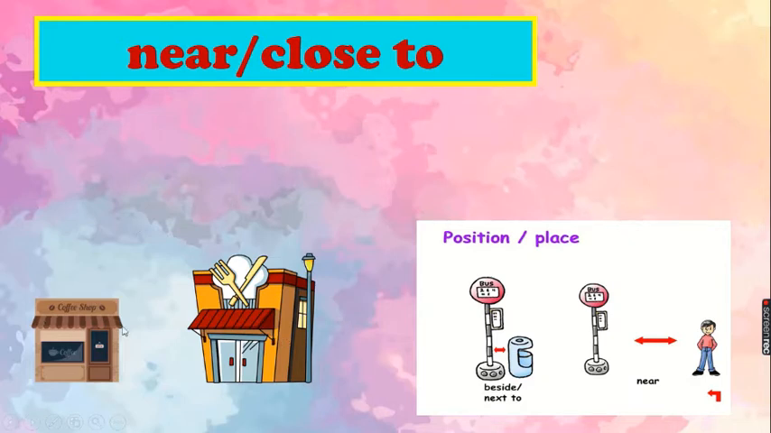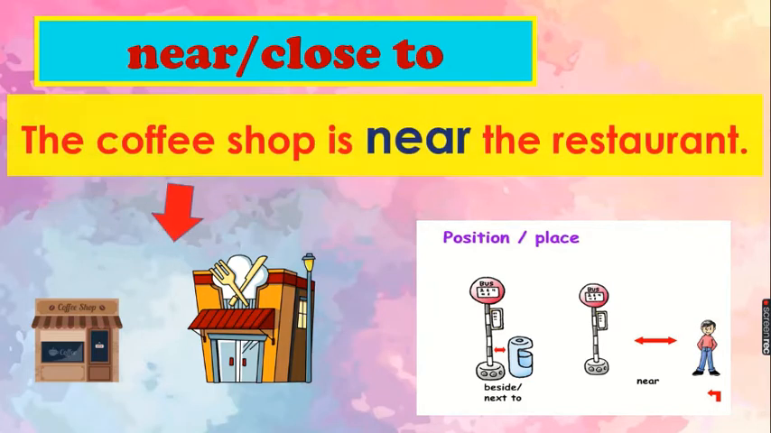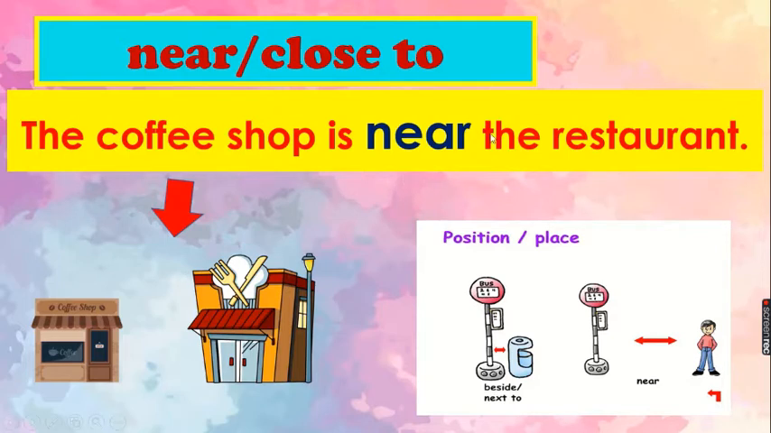Now let's look at this picture right here. We have two kinds of buildings. What's this kind of building? It's a coffee shop. It's my favorite shop. How about this one? Right, it's a restaurant. Now, first question. Where is the coffee shop? Good. The coffee shop is near the restaurant.